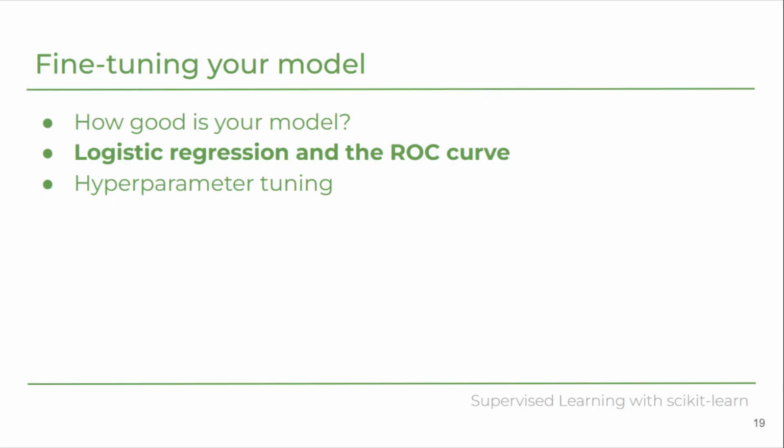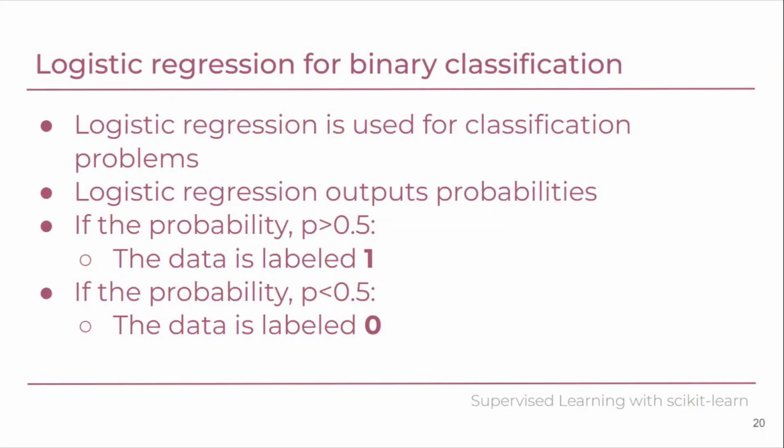It's time to introduce another model, logistic regression. Despite its name, logistic regression is used for classification. This model calculates the probability, p, that an observation belongs to a binary class.